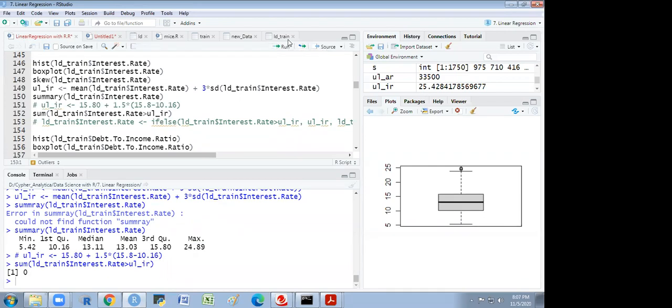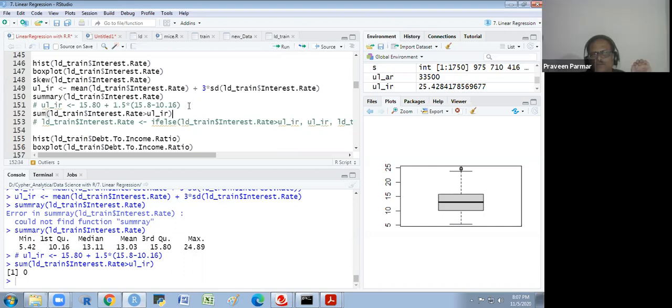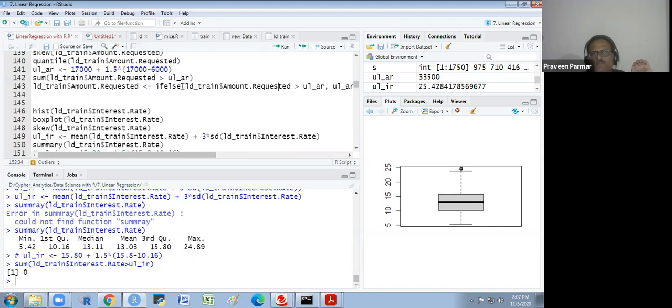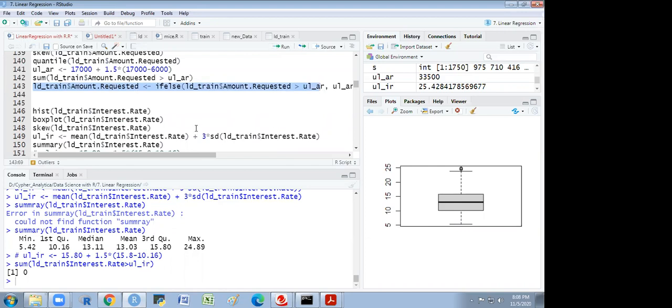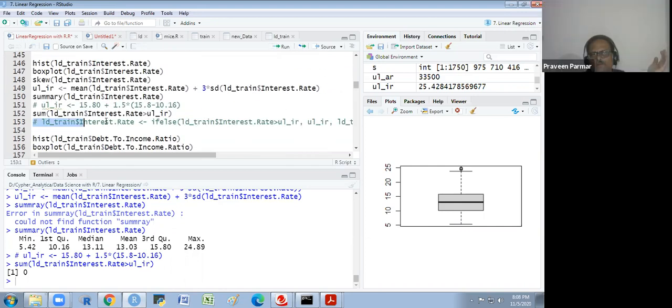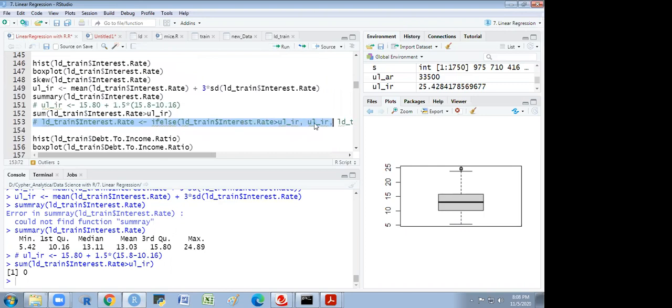Sir, is this formula used to remove the outliers or to check the outliers? To check the outlier. For removing, we use this formula for imputation. But there is no outlier, so we are not using this formula. Understand? Got it?